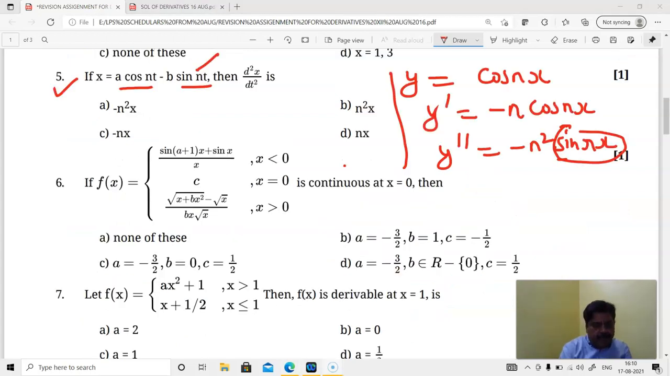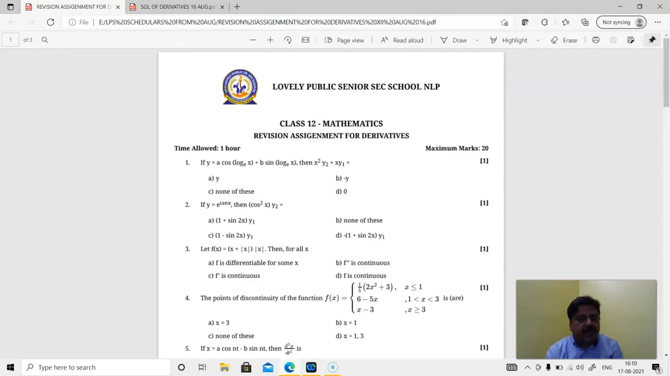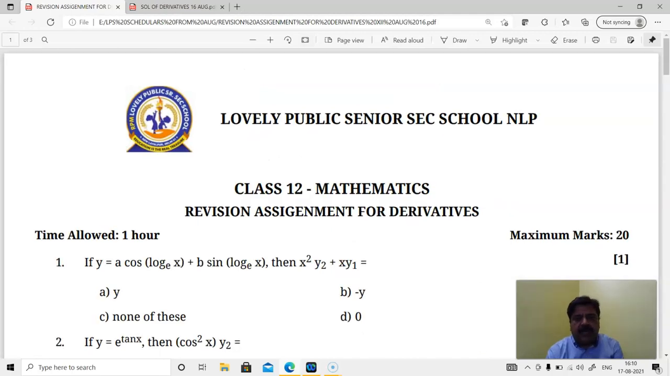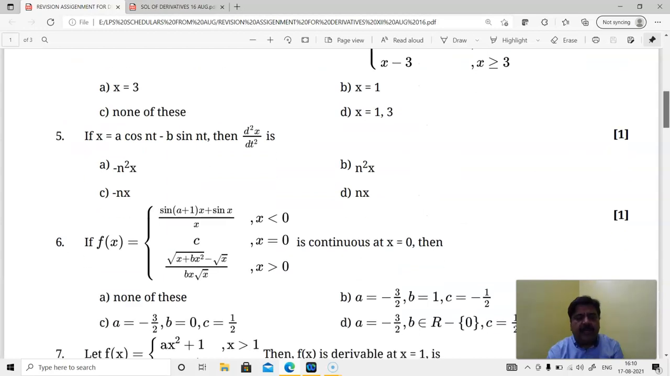In this question we have to see what kind of concepts are being used. The concepts are simple: we need a second order derivative. Once a derivative is of the types sine and cos, they are going to repeat themselves in the question.